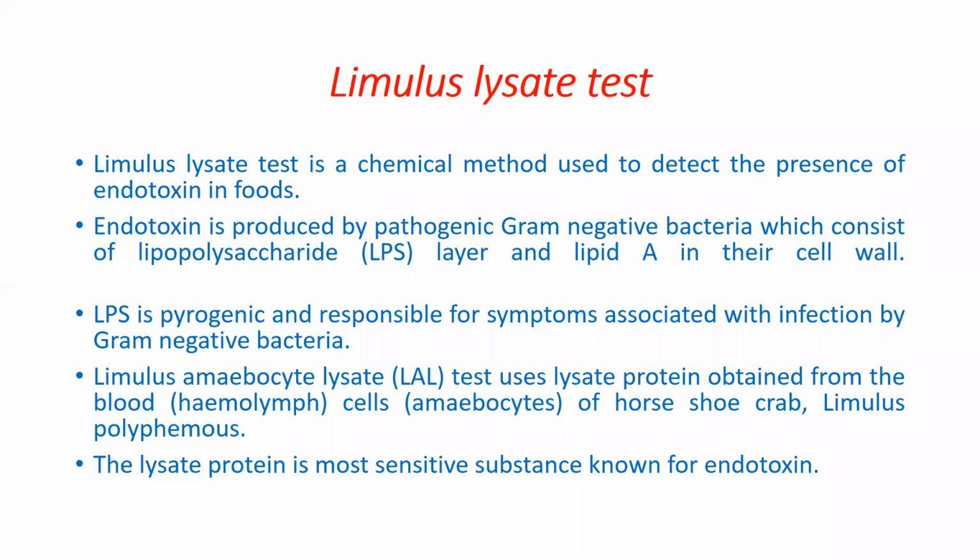This test uses lysate protein obtained from the blood, hemolymph cells, amoebocytes of the horseshoe crab, Limulus polyphemus, and the lysate protein is the most sensitive substance known for endotoxin. So if lysate protein is there, that means this will be sensitive for the endotoxin.